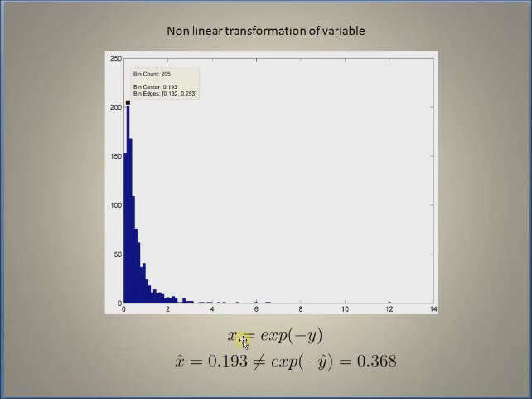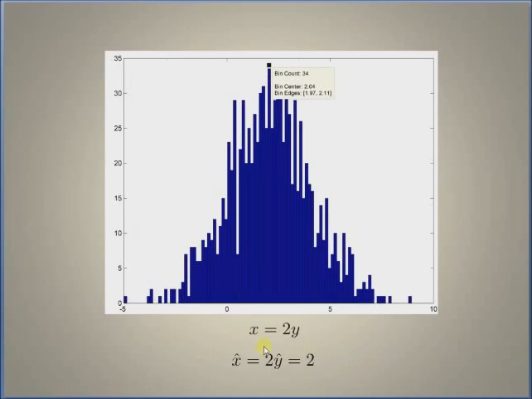But when the transformation of y to x, that is x equal to g of y, is linear, as in this case, x equal to 2 times y, then the mean, that is the peak value of the probability density function, can also be determined by the same transformation. That is, when the mean value of y is at 1, then the mean value of x equal to 2y is at 2. Next, we will look at the mathematical proof for this theorem.